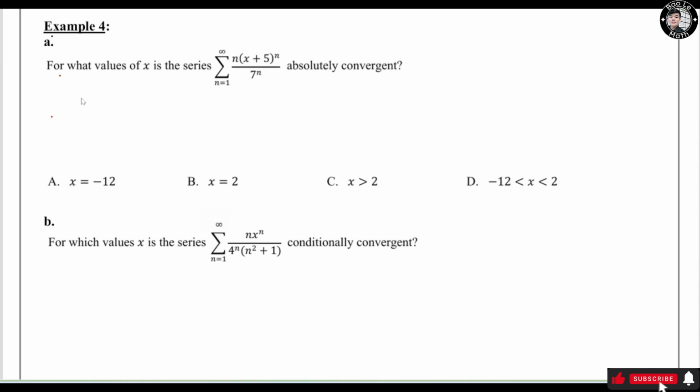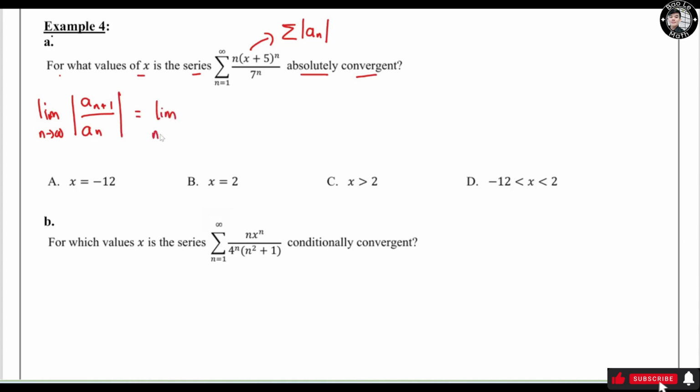Now let's move on to example number 4. For what values of s is the series absolutely convergent? So if this one is absolutely convergent, this series must be convergent, right? So we're going to use the ratio test. So we have the limit of the absolute value of a sub n plus 1 over a sub n when n approaches infinity, right? This one right here is a sub n.